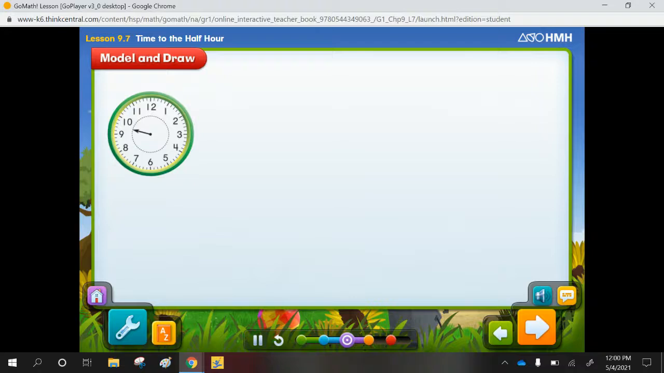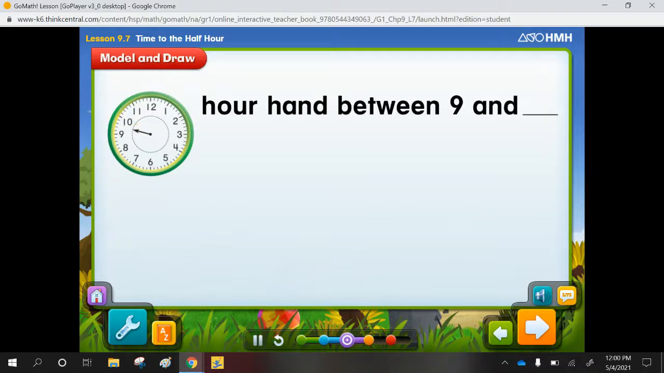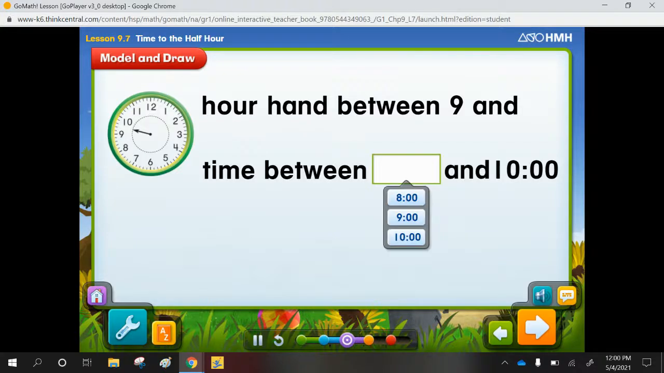What time does this clock show? The hour hand is between 9 and which other number? Right, the hour hand is between 9 and 10. So the time is between what time and 10 o'clock? Great job! The time is between the hours of 9 o'clock and 10 o'clock.